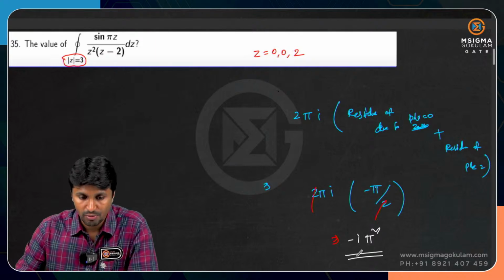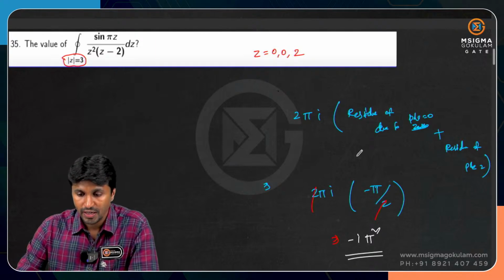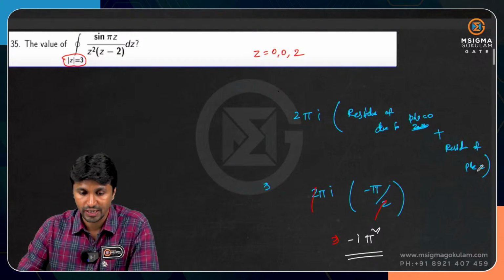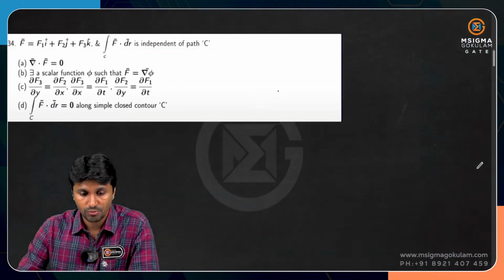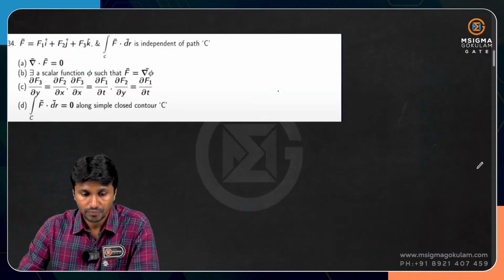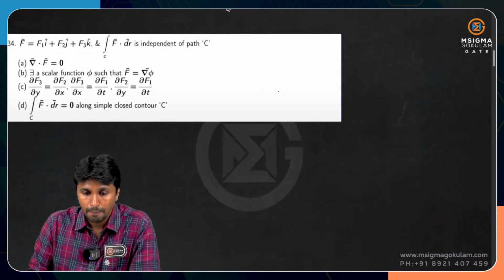So this is a problem from complex variables. You just have to calculate the residue due to these poles, because these poles are within the region. So you have to find the residue due to this pole and the residue due to the second pole, which is at z equal to 2. Now let us move on to the next one. Look at this one.